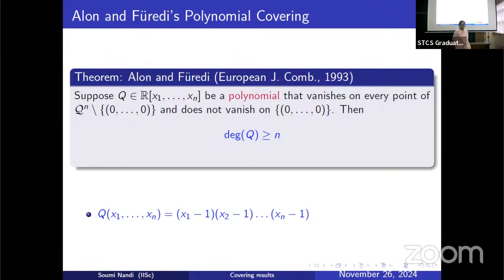So you can scale this polynomial and assume that at the place where it doesn't vanish, it has value 1. And then it's exactly the AND function. You can uniformly scale it, because it's vanishing everywhere else. So that's the well-known degree lower bound for the AND function.